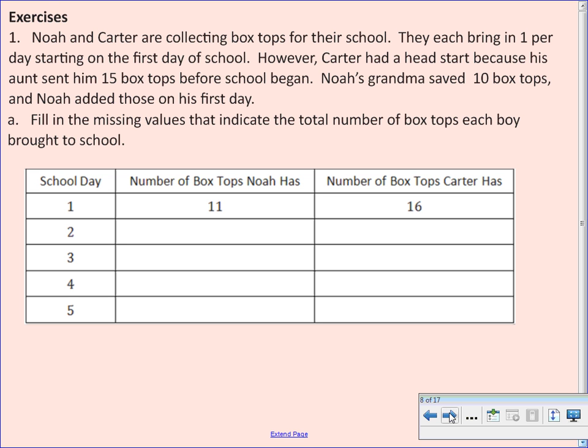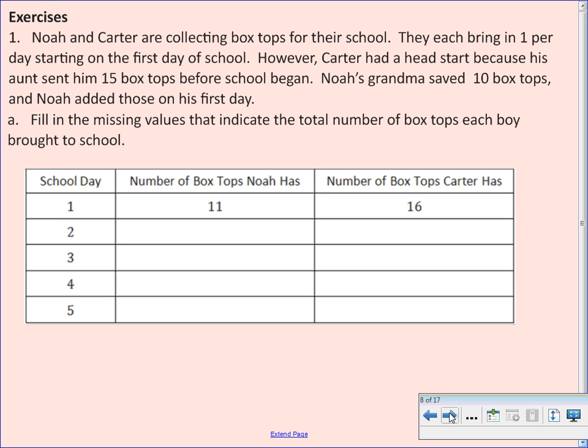They each bring in 1 per day starting on the first day of school. So day 1, they brought in 1. Day 2, they brought in 2. Day 3, they brought in 3. However, Noah and Carter have some pretty cool family members. Carter had a head start because his aunt sent him 15 box tops before school began. Noah's grandma saved 10 box tops, and Noah added those on the first day.